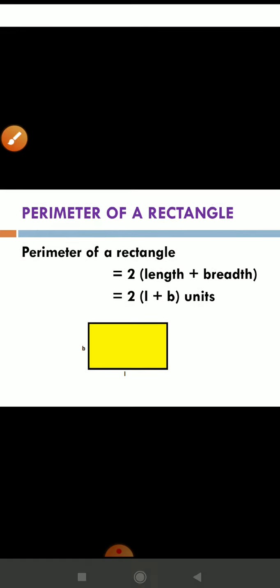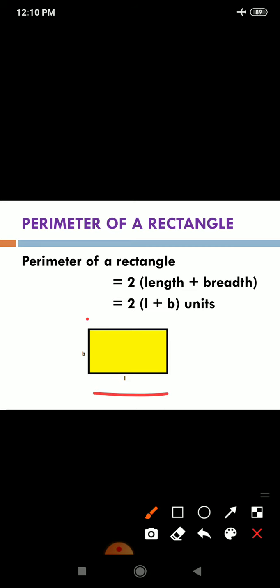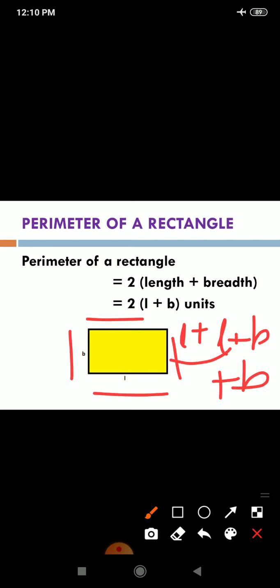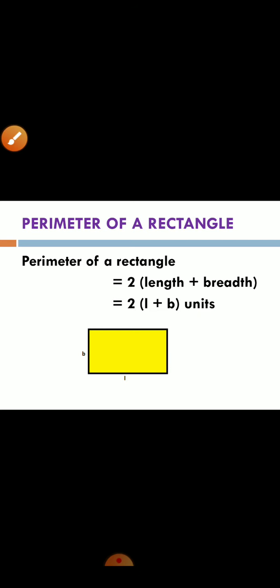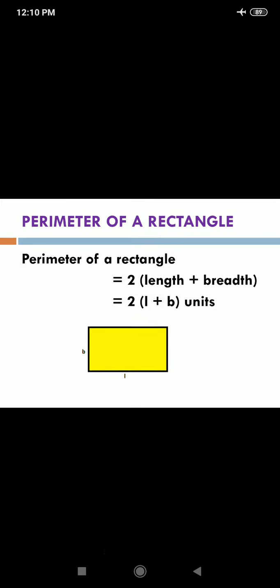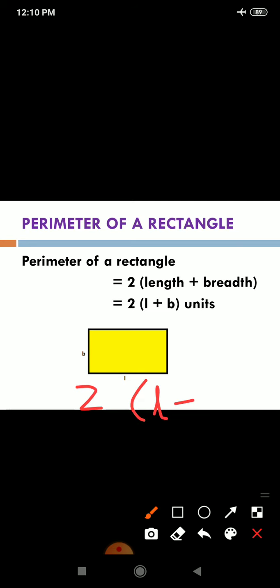See the picture? This length and this length, both opposite sides, are equal. So we can write L plus L. Then this breadth and this breadth are equal, so we will write B plus B. So 2 times L is coming and 2 times B is coming. That's why we are writing 2(L plus B). In this way we are writing it.